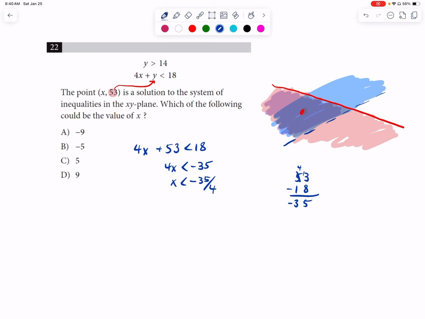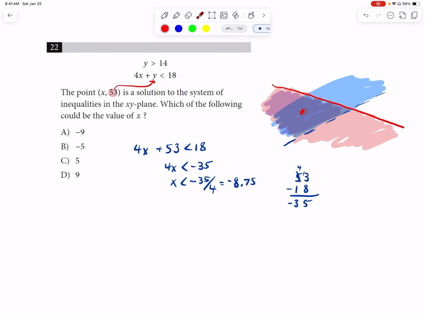Okay, and then in terms of being able to compare this to one of these numbers, I might turn this into a decimal or a mixed number or something like that. Let's see. Still negative. 4 goes into, it's almost 36, right? Because that would be 9. So this is 8, and that's going to give us 3 left over. So 3/4, or 0.75. I want an x value which is less than negative 8.75.